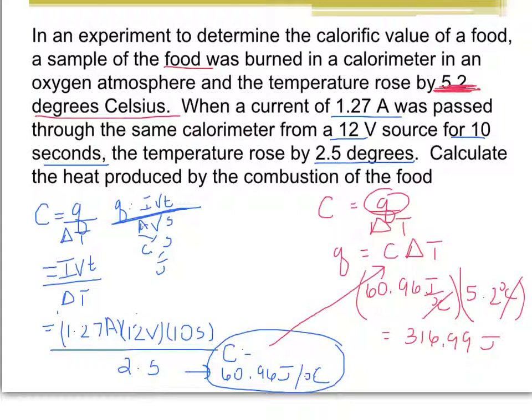Step 1 was to use the data for calibration of the calorimeter and calculate the calorimeter constant or heat capacity of the calorimeter. Step 2 is to use the heat capacity of the calorimeter and multiply it by the temperature change that you get when you actually do the reaction that you're interested in, and that gives you the heat output.